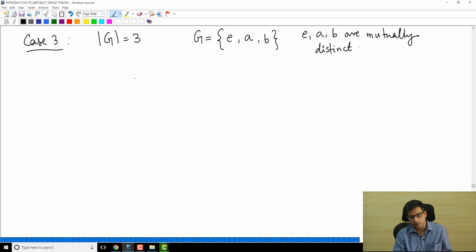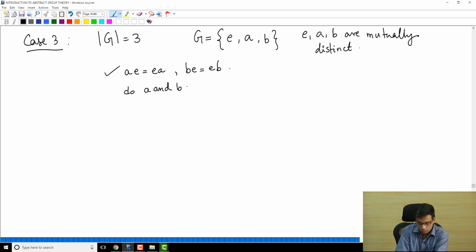Now again, if G is not abelian, it means that there exist 2 elements which do not commute with each other. So, the only possibility in this case must be A and B, because A and E commute and B and E commute. The question is, do A and B commute? So, let us do the following. Let us look at what can be A B.